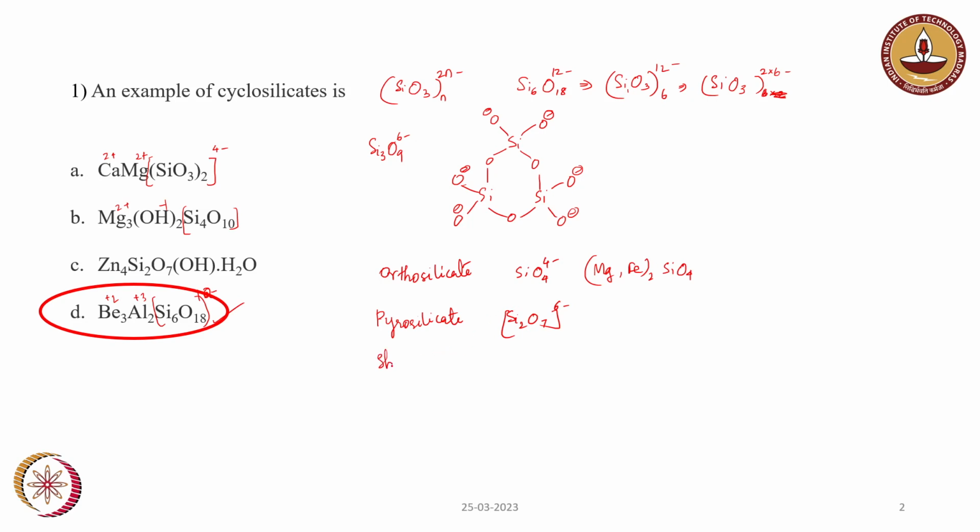Another one is sheet silicate. It has one aluminum replacing silicon in the Si4O10 unit. It has the example K Mg3 (OH)2 Si3AlO10. So it should be Si4O10 originally, but one silicon is replaced with one aluminum. And yeah, that's all for the first question.